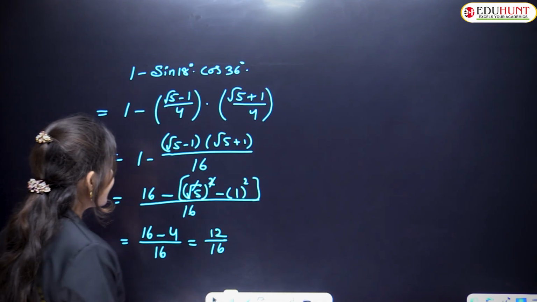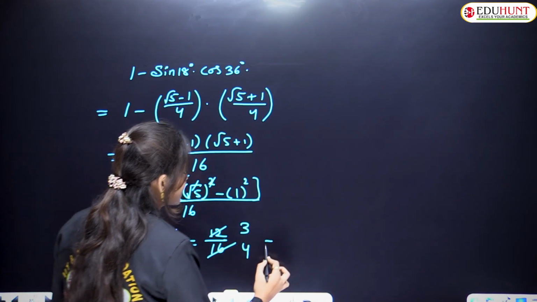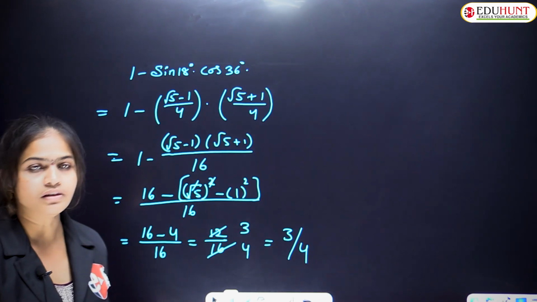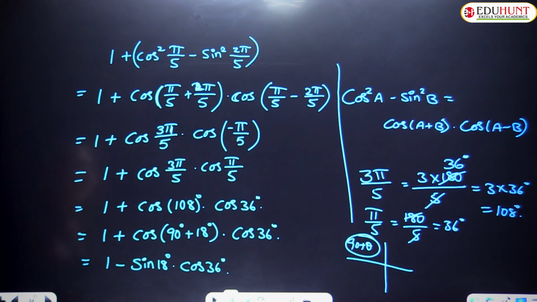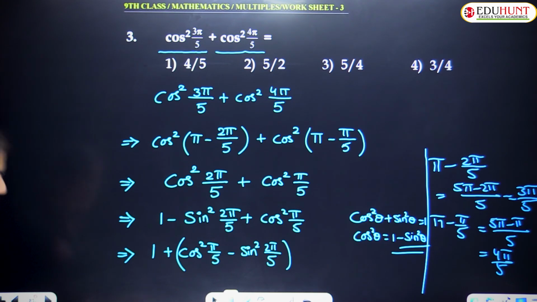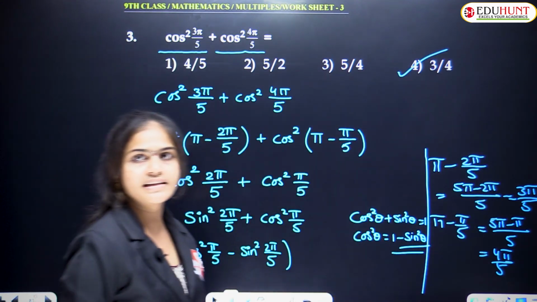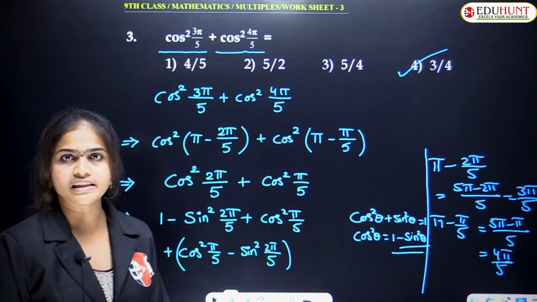So after cancellation what will we get? 4 3 is 12 and 4 4 16. So which is equals to 3 by 4. So what is our answer here? Which option is correct? Yes, option 4 is correct. Here 3 by 4 is there. That is the answer, 3 by 4. Am I clear to you?